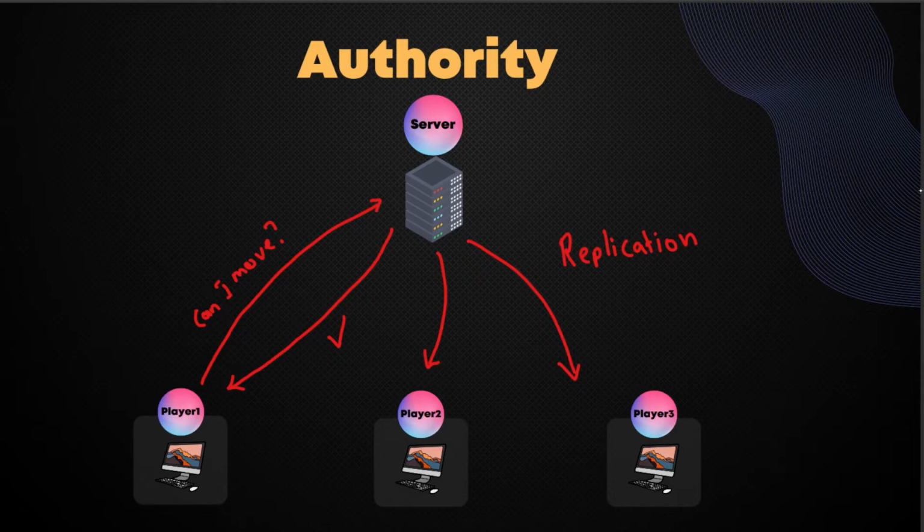And you'll see this verbiage in Unreal Engine as well, and you'll know what it means. So we're replicating to the other players, saying that player one moved from point A to point B. And this is what is called authority. It means that the server is the source of truth, and player one is asking the server whether it can move or not.